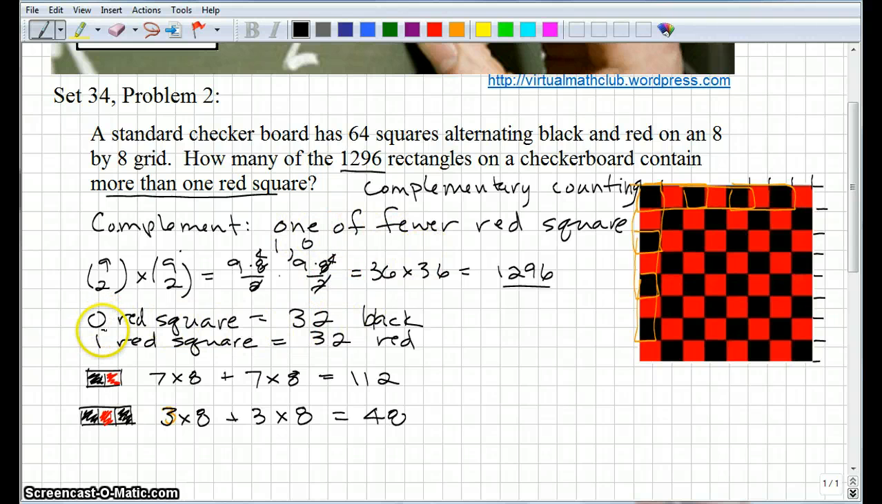So we've got the ones that don't have any red squares, which would be just the black squares. We have the 1 by 1s that are red. Okay, so those look like this. And then these are the black ones that are just singles. So we have 32 black squares, 32 red squares, and then we have 112 of these 2 by 1s and 48 of these 3 by 1s.